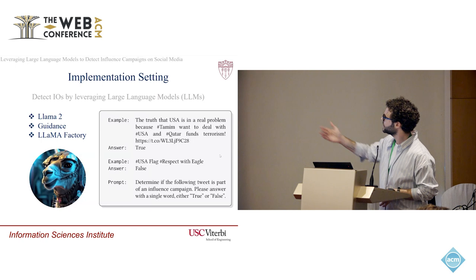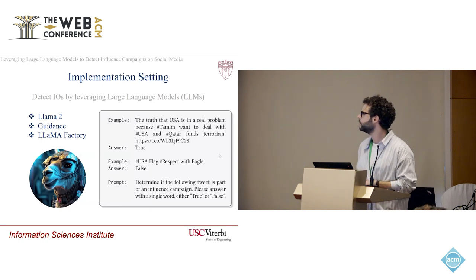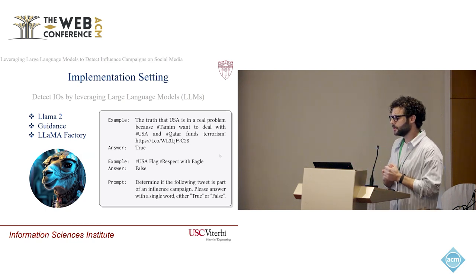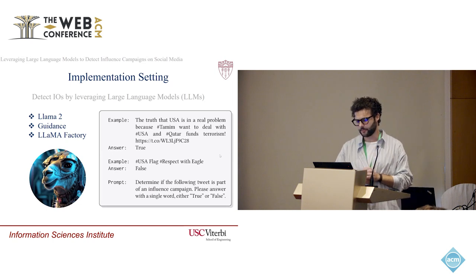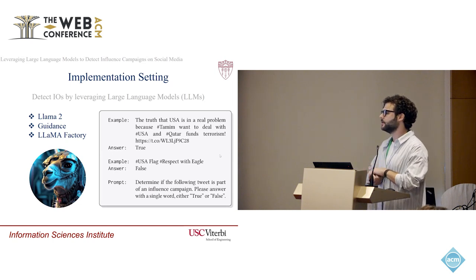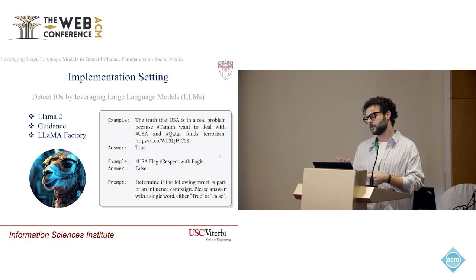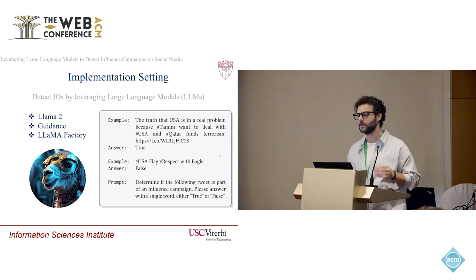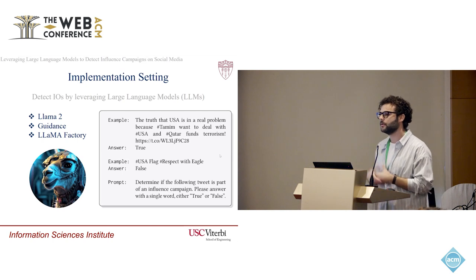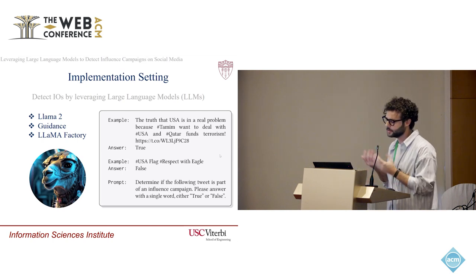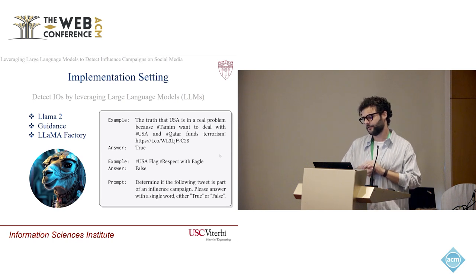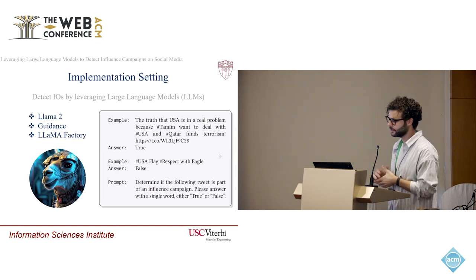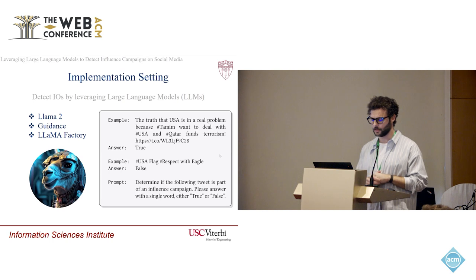So we use this definition that you can see in the prompt at the bottom of this slide, where we simply say, just determine if this tweet is part of an influence campaign. We used the LLM released by Facebook, called Llama 2, in a version with 7 billion parameters. We also leveraged guidance for few-shot and zero-shot learning approaches, even though we will not see results about that in this presentation, because fine-tuning worked way better than zero-shot and few-shot, as we might expect. And for fine-tuning, we used Llama Factory, which was particularly helpful to fine-tune our model and provide outputs that are in this binary classification setting.